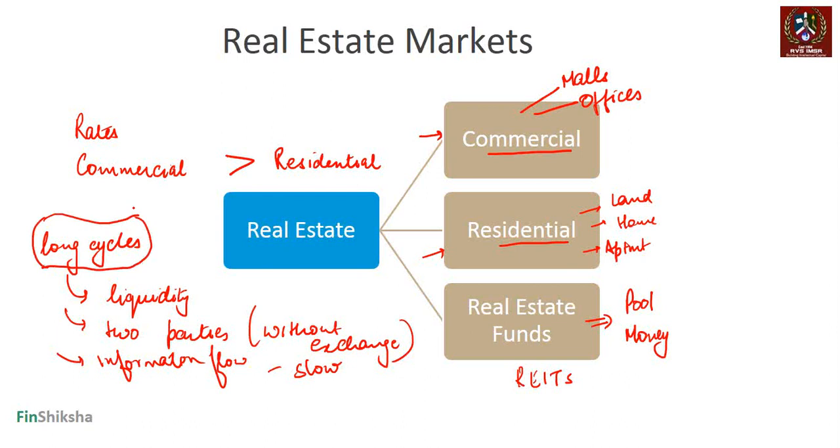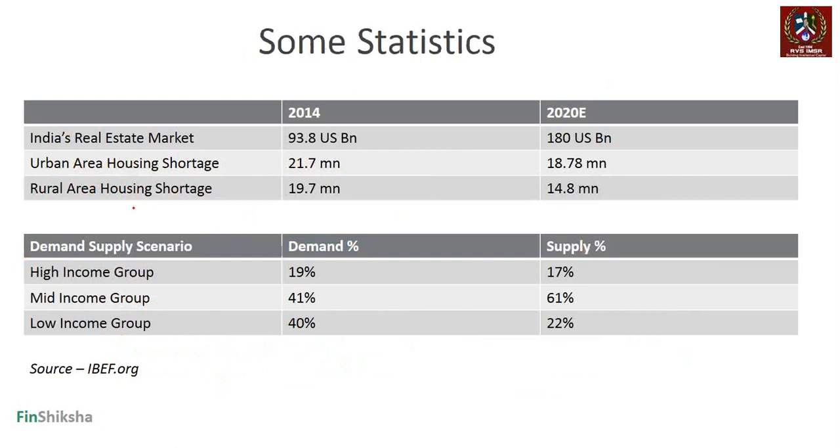Some broad statistics around the real estate markets in India today and where it is going to go. The total real estate market in India is close to about US $100 billion, and that's expected to double in the next 5 years or so, right? The shortage of houses today in India, put together in urban and rural areas, is close to 40 million houses. We need 4 crore houses that need to be built.